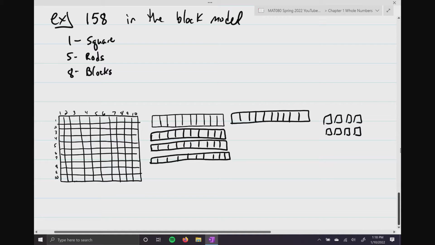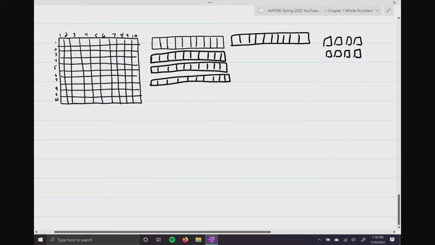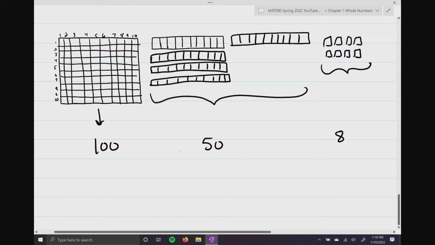All right, and here we go. So just to break this down, this is 100. The rods represent 50. And then the blocks represent 8. And if you were to total this up, you would have the number 158.